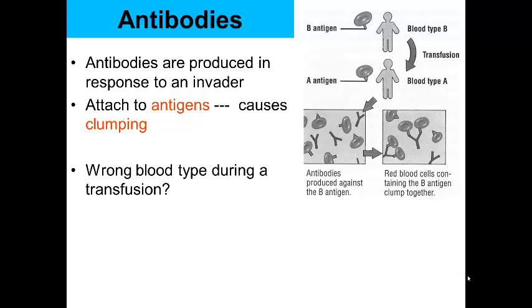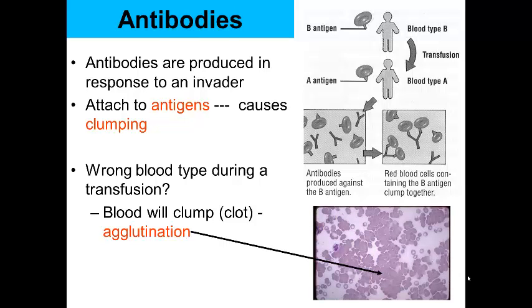If this occurs in the blood, the cells will clump together and cause what they call agglutination. So if the blood cells clump together in your blood, then this causes your blood not to flow properly, and you could not get food, you could not get oxygen, you could get a stroke, you could have a heart attack, you could die.